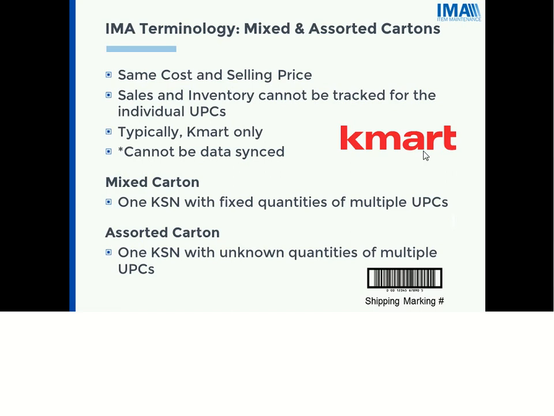Now, mixed and assorted cartons are a little bit different. They are typically only for Kmart, or more specifically, they're for allocation. So technically, if you have a Sears item that's being shipped through allocation, you could build a mixed or assorted carton. It's just not done very often. So make sure that that's what your buying team actually wants you to do.